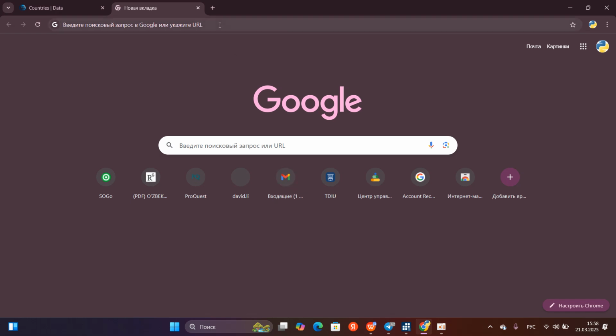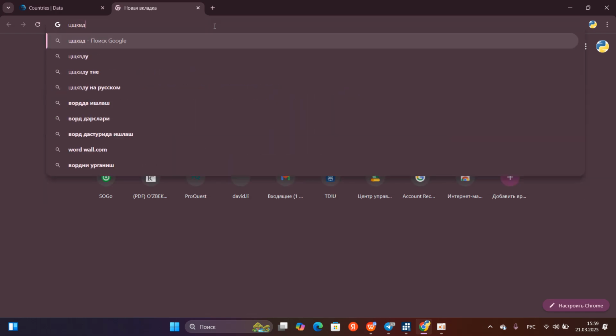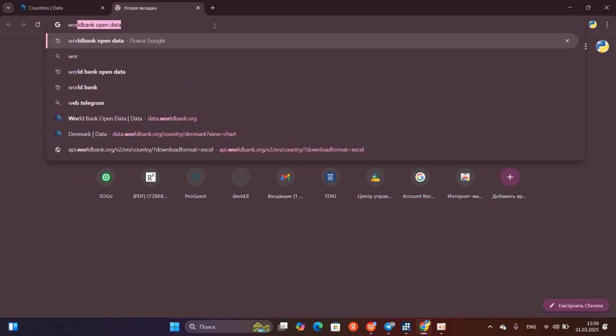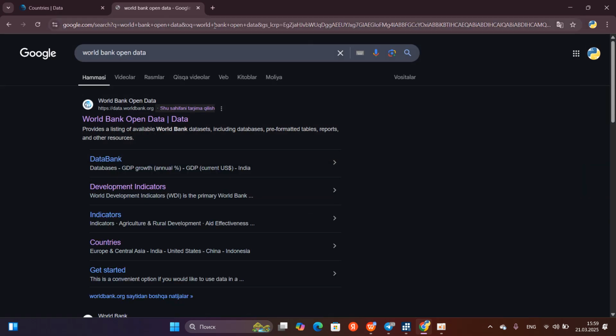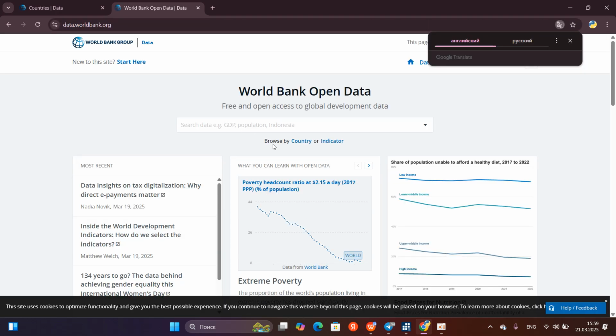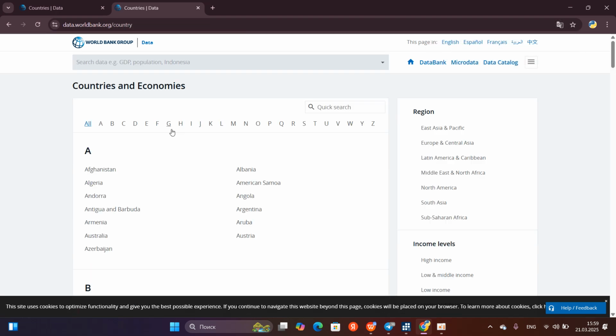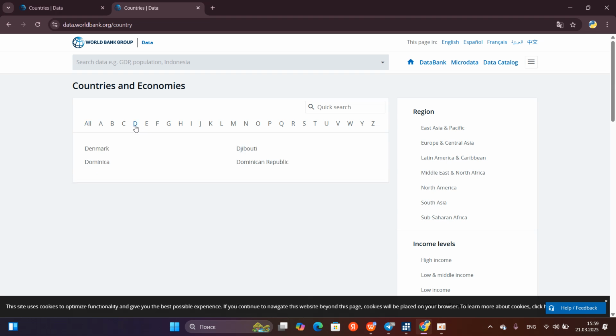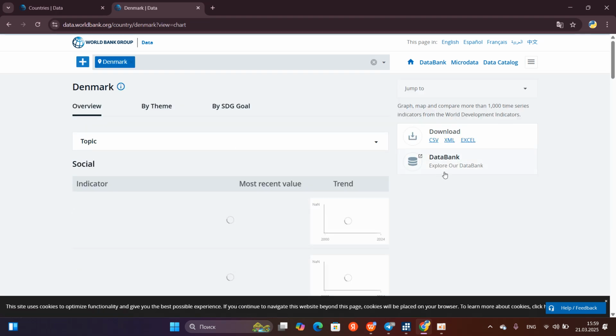Now let's start by entering the World Bank Open Data. And here the country that I want to test the economy of is Denmark, so I want to browse by country since it's easy for me. Denmark.